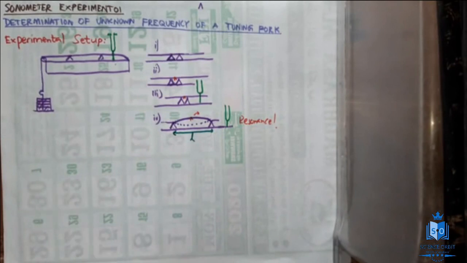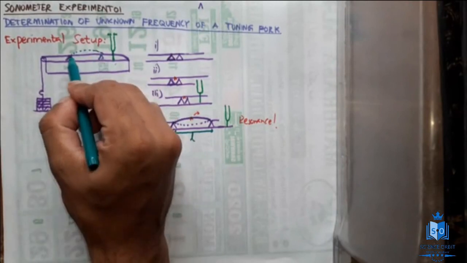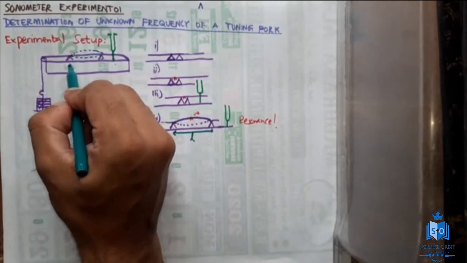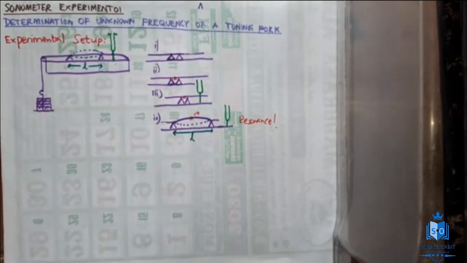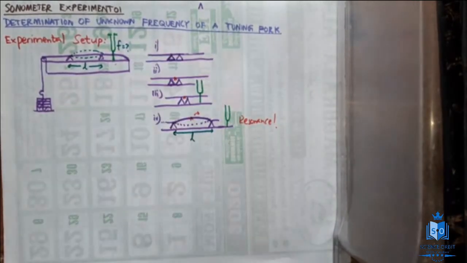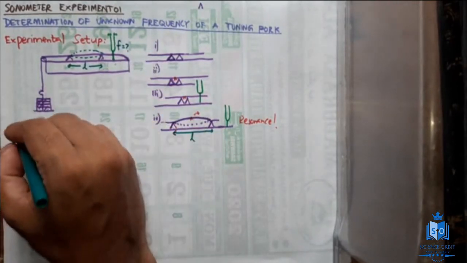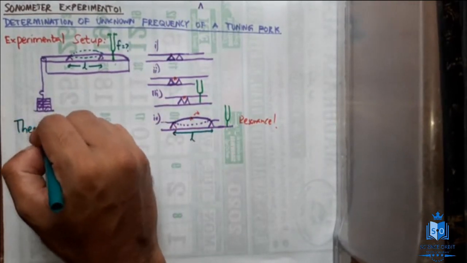So, let us consider this stage here. This is going to happen eventually, and the length between the bridges is L. Now, what is the purpose? Finding the frequency of the tuning fork. Now, for this case, let us see the theory part. Okay, let us start the theory.